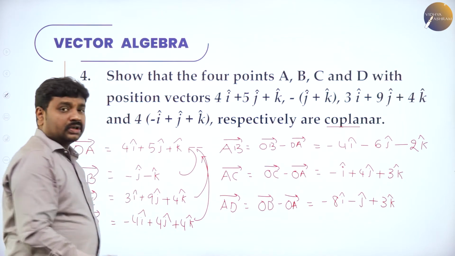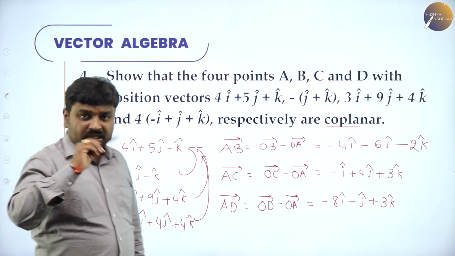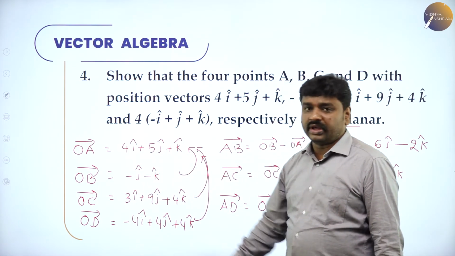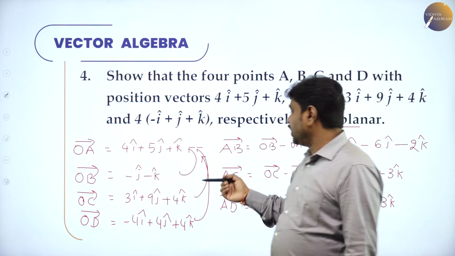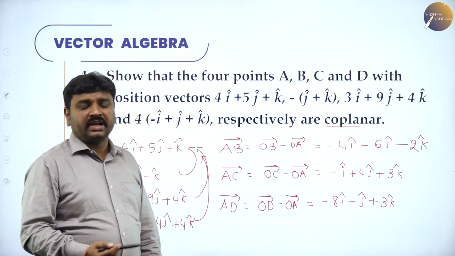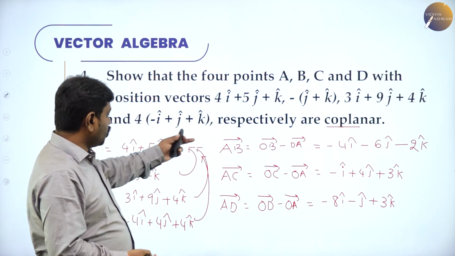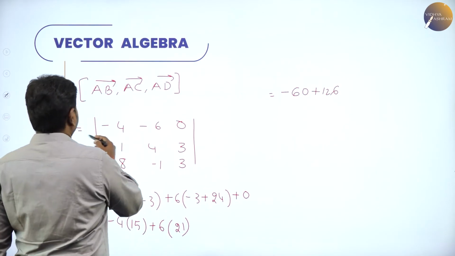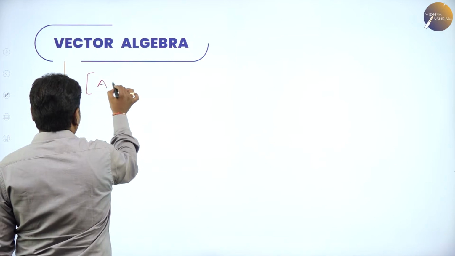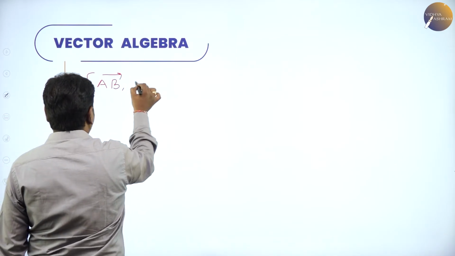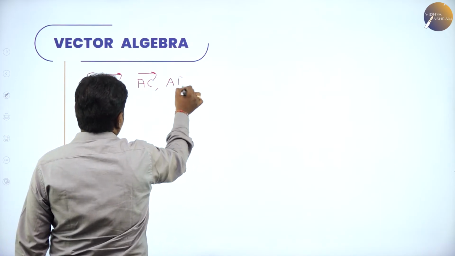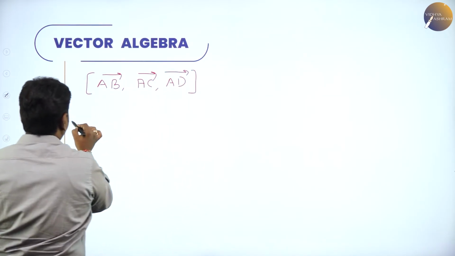So now from the position vectors, create co-initial vectors. They give OA, OB, OC, OD. Create AB, AC, AD. AB is OB minus OA. AC is OC minus OA. AD is OD minus OA. These are our co-initial vectors. Now calculate the box product. If the box product of the co-initial vectors AB, AC, AD is 0, then the vectors are coplanar.